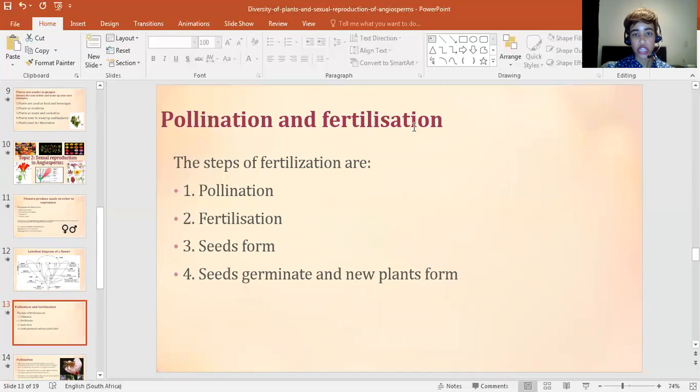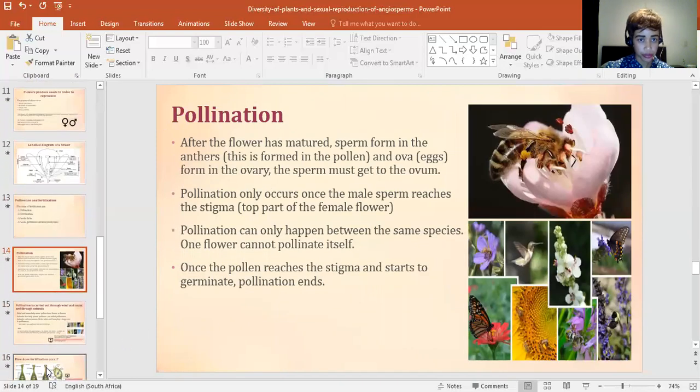Right, so pollination and fertilization are very important processes. They are involved in the reproduction of plants. Pollination is the process whereby pollen, which is the male sex cell, meets up with the female sex cell, which is the ova. Now, pollination can happen in two ways.